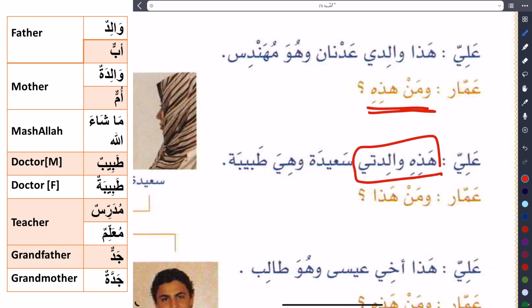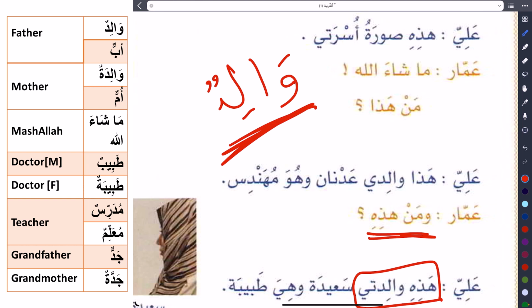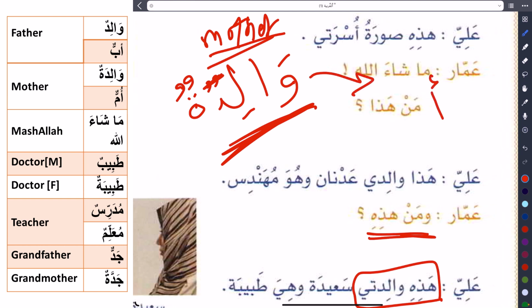Oh, هذه والدتي. I think you can guess that. We just said walidun is father. How to say mother, or the feminine form of this walid? You know, to make it feminine, we put fatha on the last letter and we add ta marbuta. Walidatun. This is mother. So walidun is father, walidatun is mother. In Arabic, we have another word for mother, that's ummun.